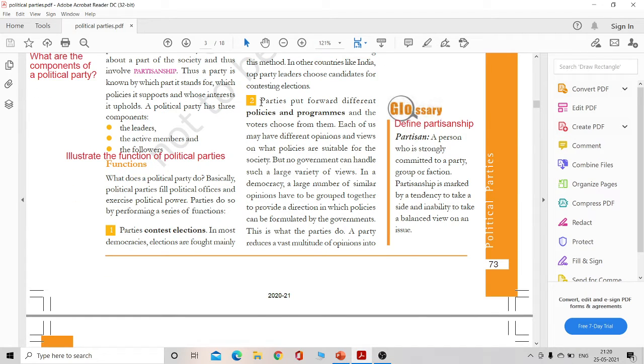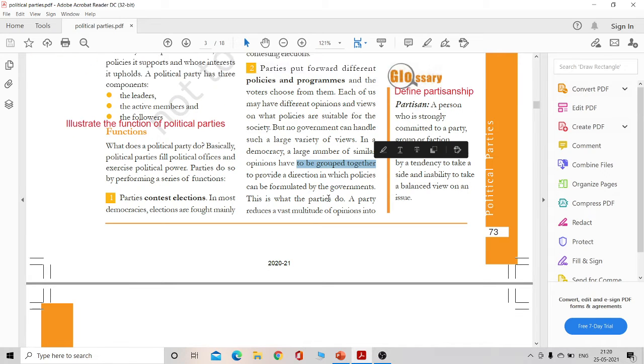What is the second point? Parties put forward different policies and programs. That is the second function of political parties, and each may have different opinions and views on what policies are suitable. That is why they are clubbed together. It is not possible to satisfy each and every person of a country with such a huge population. So policies and programs are based upon a collective consensus of ideas, opinions and views, and they are grouped together to make policies and programs.